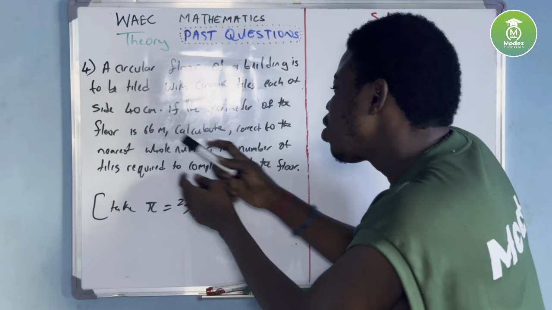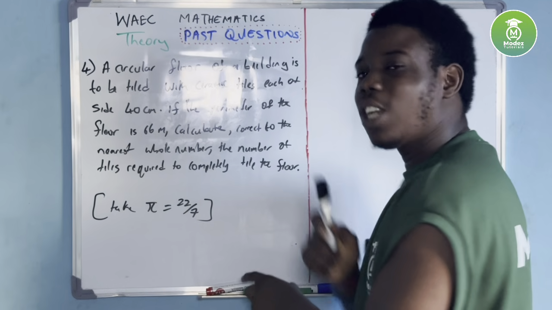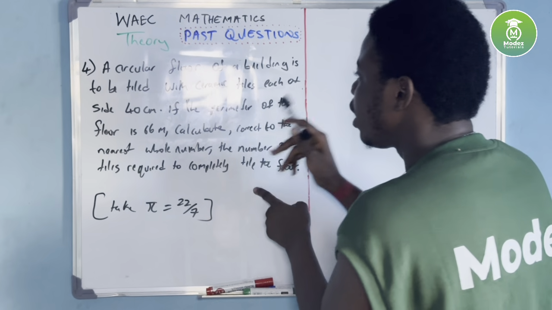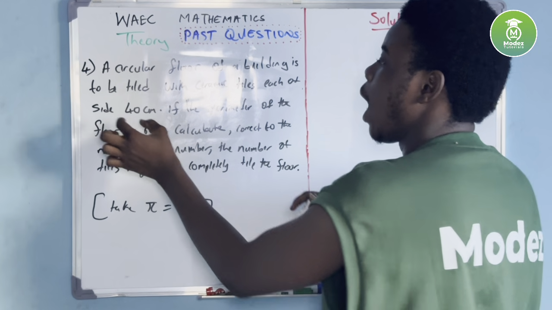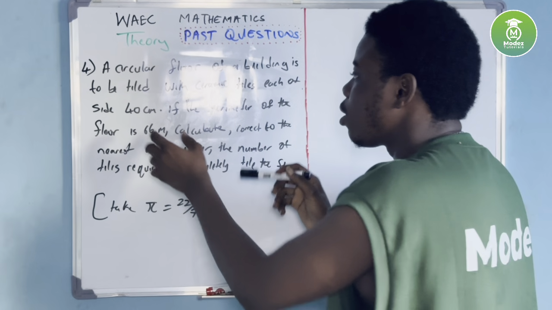They told you to calculate the number of tiles that is required to completely tile the floor. Now, in order for you to do that, you need to know the area of this circular floor and the area of this tile. After you get the area of both, then you divide.